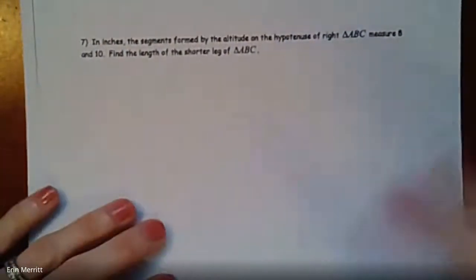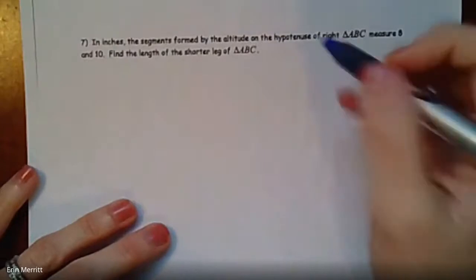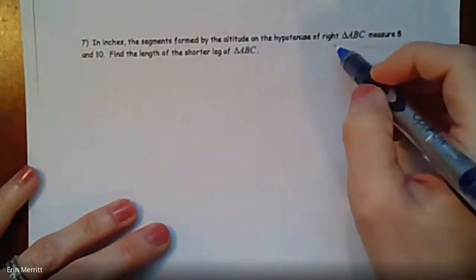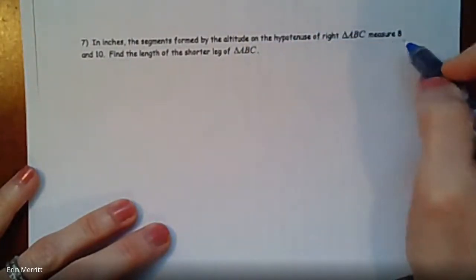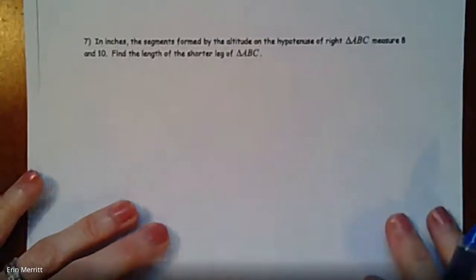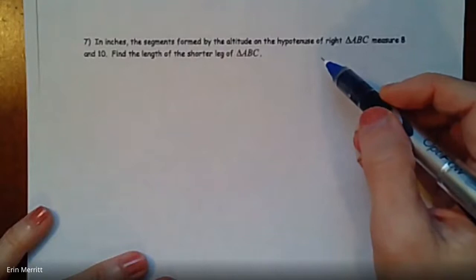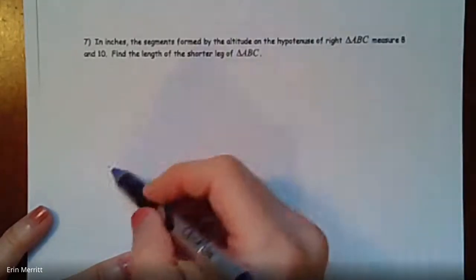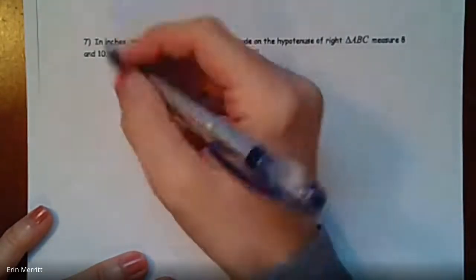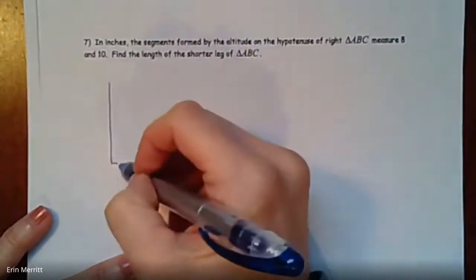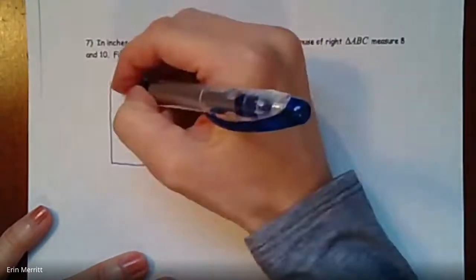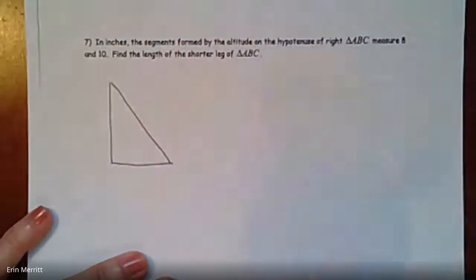Number 7, it says in inches, the segments formed by the altitude on the hypotenuse of a right triangle measure 8 and 10. Ooh, that's a little tricky the way that that's worded. So it's saying you have a right triangle. You can draw the right triangle any way you want. So if you like that same orientation, feel free. I'm actually going to specifically draw mine a little different just so that we don't get married to that idea that it always has to look the way it did on that first page.